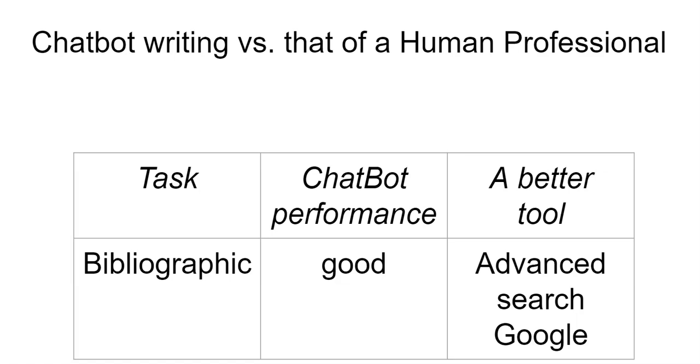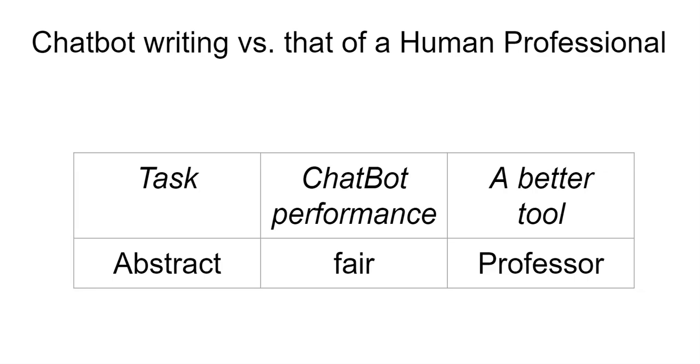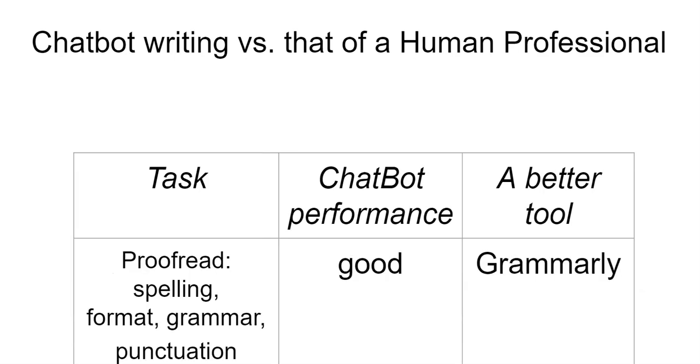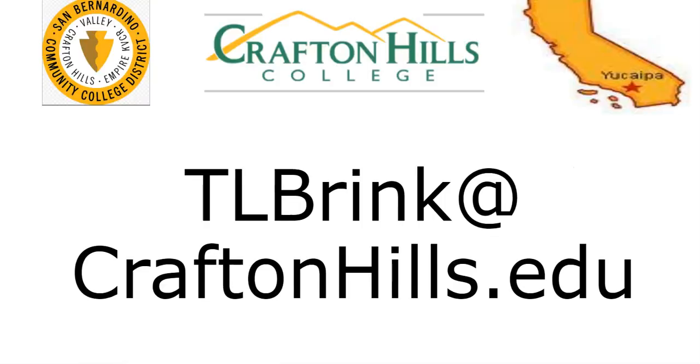In terms of bibliographical information, you need to get complete bibliographical information about one of your sources. Chatbots are pretty good. Google Advanced Search, though, is much more likely to give you the right answer. In terms of writing up your abstract, chatbots are fair. I will do a better job with you. Contact me, your professor. And at the very end, you've got to proofread for spelling, format, grammar, punctuation. Chatbots are good. A better tool that I use is Grammarly.